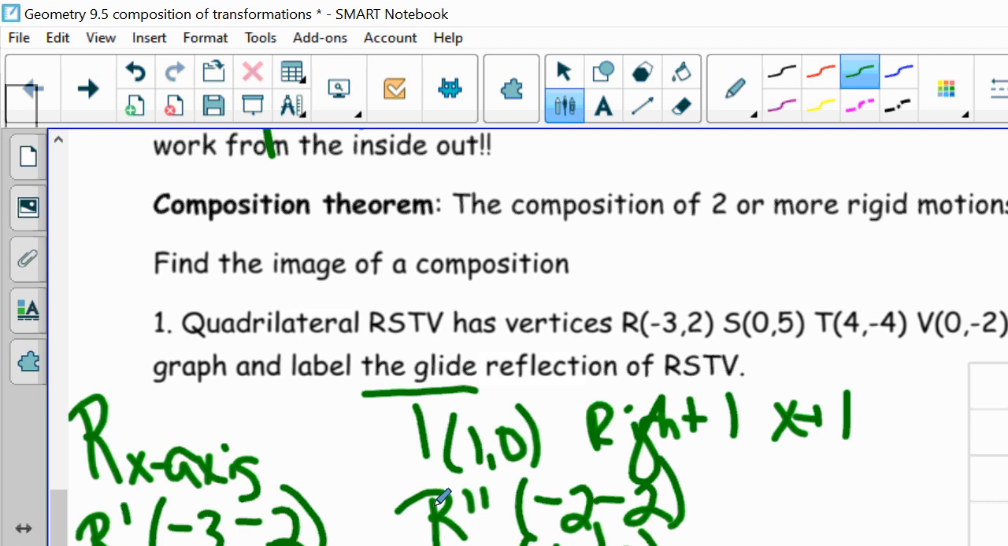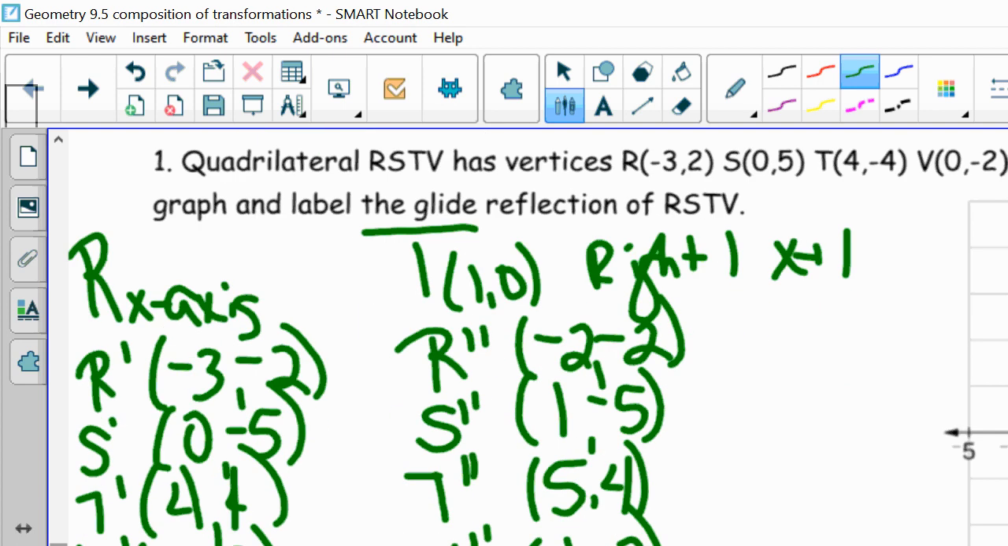So these are the points I want to plot. So I'm going to plot these points. (-2, -2). Here's my R double prime. (1, -5). So I need to scroll down so I can see that. (1, -5). This is my S double prime. (5, 4). That is our T double prime. And (1, 2), V double prime.